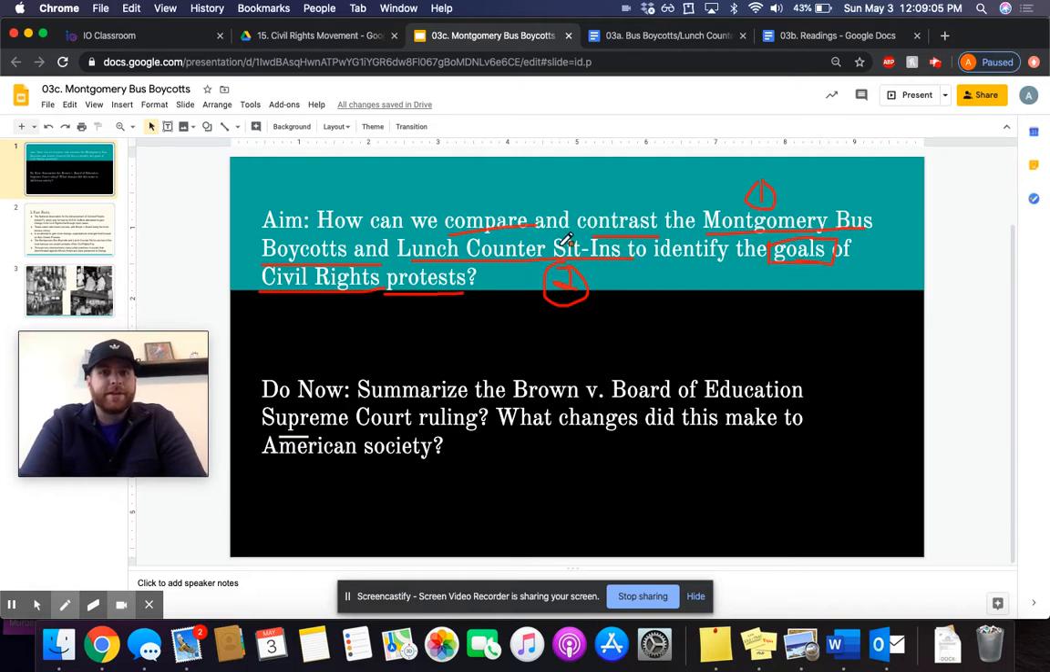It's a sit-in. It is a group of people who are sitting in at various restaurants for a very clear purpose. And our job today is to try to figure out what their goals are. What is their purpose in taking part in these bus boycotts and these sit-ins?